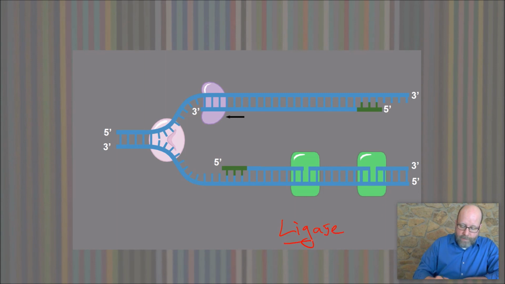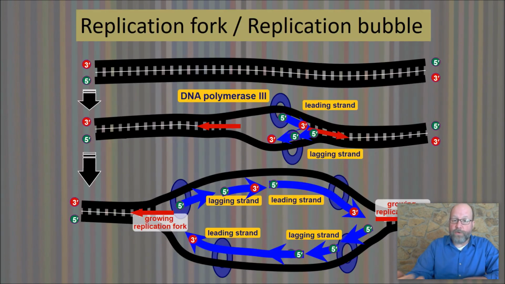And the word root lig means to tie or to bind. And so it just ties those two things together. And now we've got a solid piece of DNA. So this is a picture kind of showing all of that.